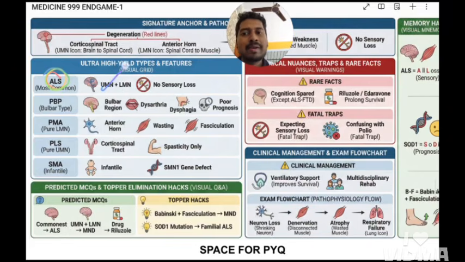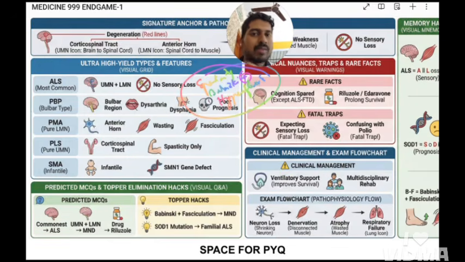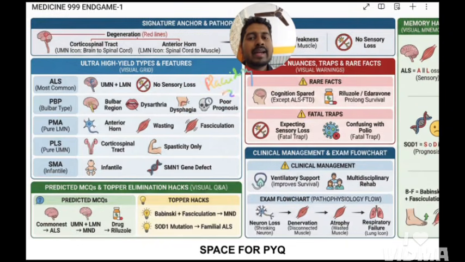ALS, I told you, there will be upper motor neuron signs also, lower motor neuron signs also. Both are present. No sensory loss, because it only affects motor nerves. Now, what are upper motor neuron signs? Upper motor neuron signs means spasticity, Babinski positive, hyperreflexia. Lower motor neuron signs are flaccidity, decreased reflexes.